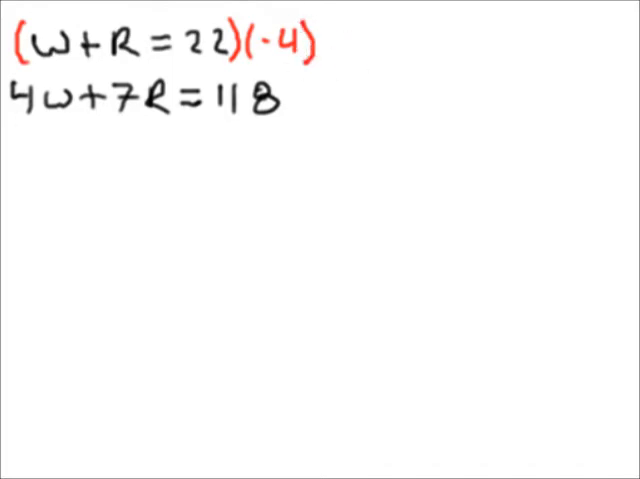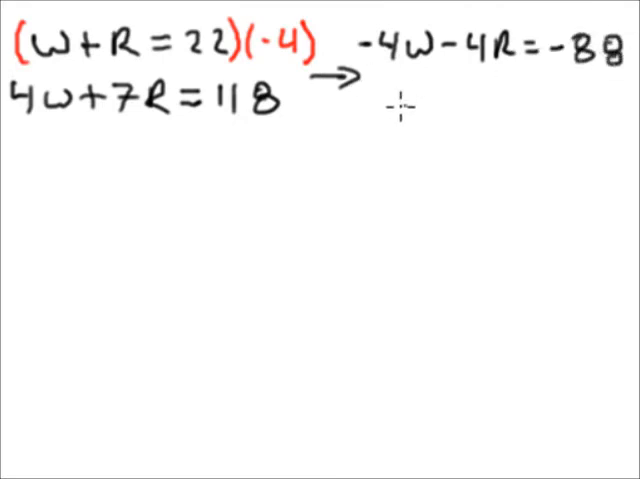Okay. And in doing that, multiplying using the distributive property here, this is going to give me -4W minus 4R equals -88. Okay. So multiplying everything, yes, you have to distribute the -4 to all the terms here. I didn't do anything to the bottom equation. The bottom equation is left alone.